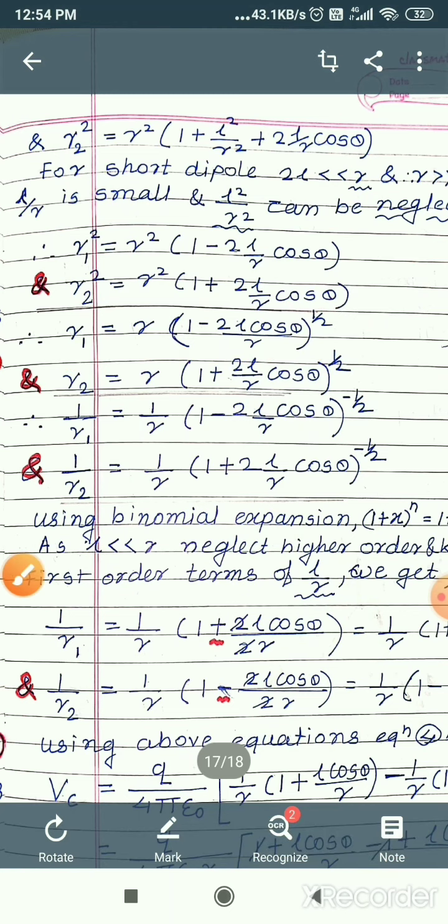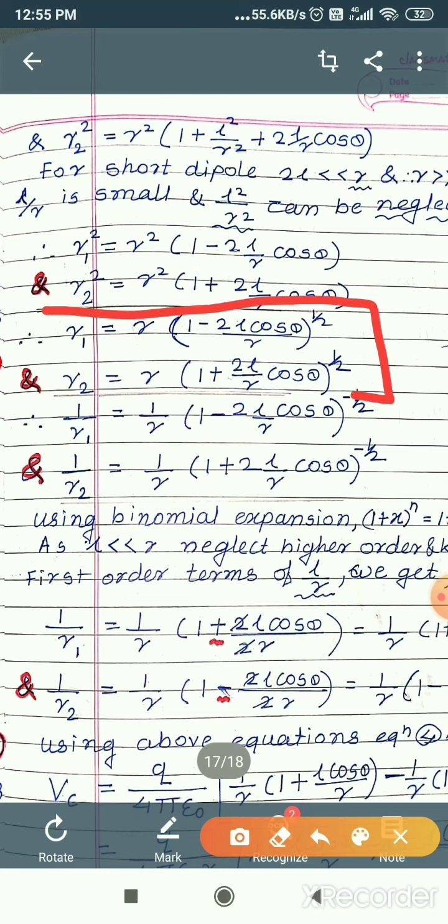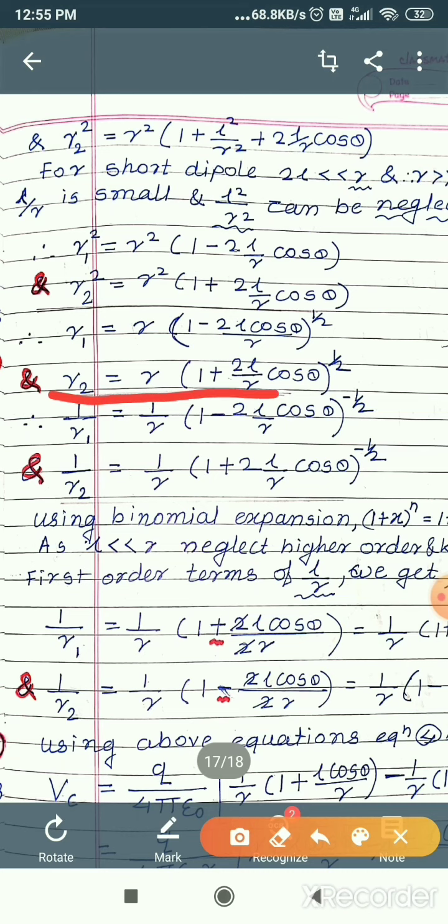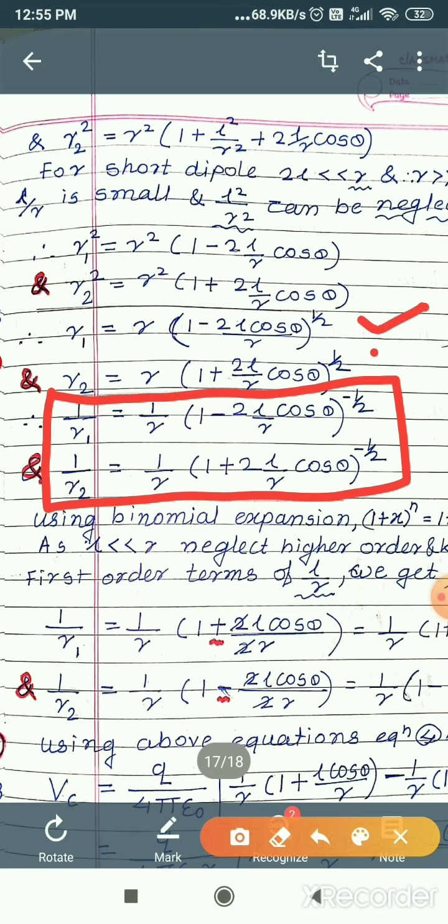Okay, now what is my next step? I want 1 upon r1. In these steps we have calculated r1 and r2. Now what is my next step? I have to calculate 1 upon r1 and 1 upon r2. Therefore, take the inverse, or 1 upon, of the first equation and the second equation.